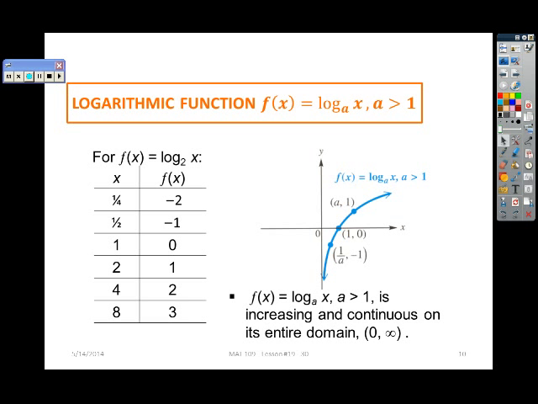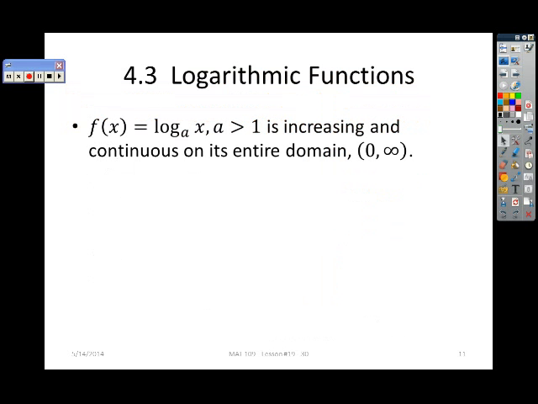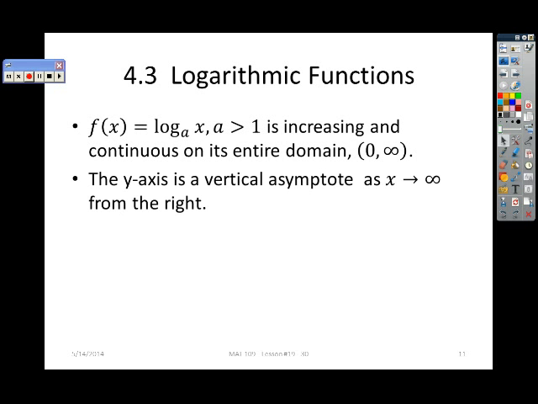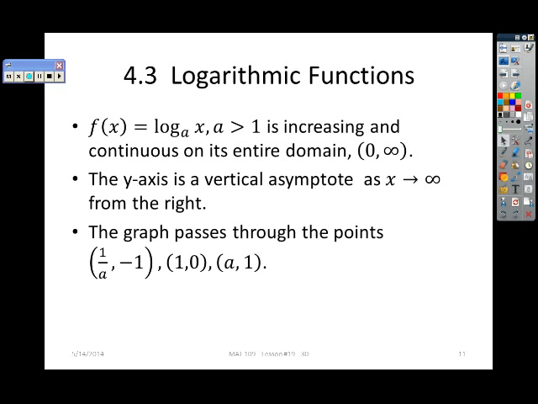That's what happens. If you remember inverses, if you drew a diagonal line up here, the inverse function is going to be the mirror image about that diagonal line. So it's increasing and continuous over 0 to infinity. The y-axis is a vertical asymptote. As it gets close to the y-axis, it's going to go to negative infinity. No matter what the base is, it will always go through the points 1 and 0. So you can pick any base you want, and it's going to go through the points 1 and 0.